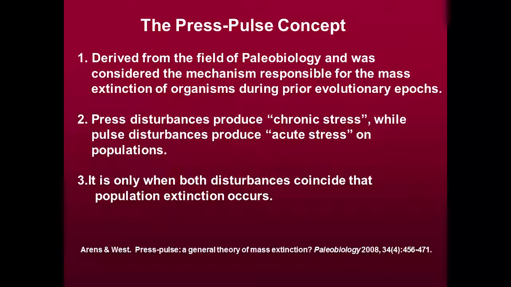Where did this idea of press pulse come from? This is actually derived from the field of paleobiology. It was considered a mechanism responsible for the mass extinction of organisms during prior evolutionary epochs. Press disturbances produced a chronic stress on populations, while the pulse disturbance produced an acute stress on populations. But it was only when both of these stresses coincided that there was mass extinction of organisms. So you can see the connection.